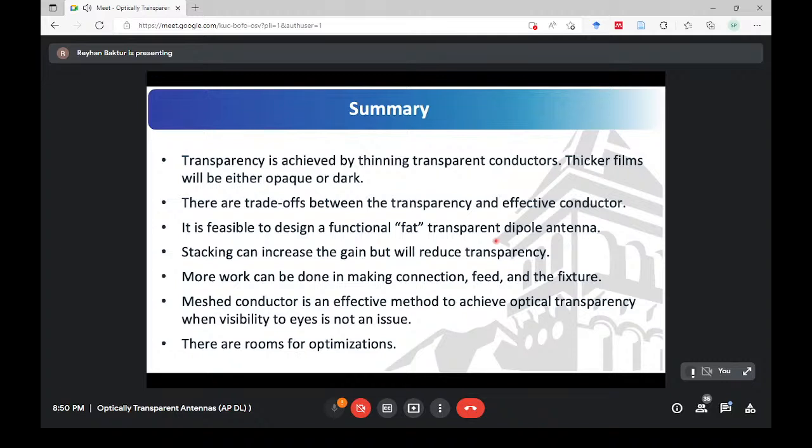And there is still room for optimization. I also talked to you about how the antenna geometry can be optimized by studying the current distribution better, by using some optimization software, or by using techniques that are available in metamaterial antennas or frequency selective surfaces. So there are many areas to explore.